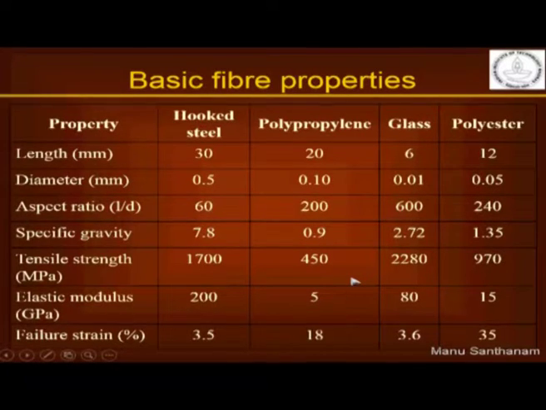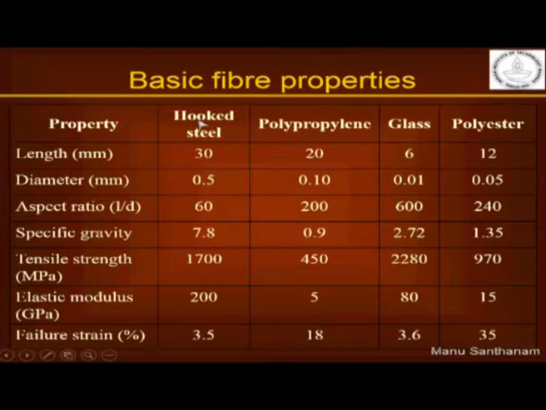So these are the different properties of the fibers. As I told you earlier, steel fibers have a very high elastic modulus, because of which they are effective primarily at very high stress levels. Tensile strength is also relatively high as compared to polypropylene or polyester, but glass fibers can have a higher tensile strength than the steel itself. However, if you compare the sizes, it could be quite different.